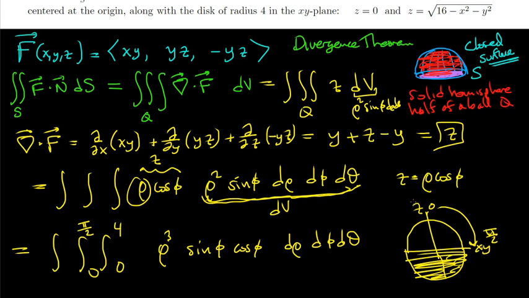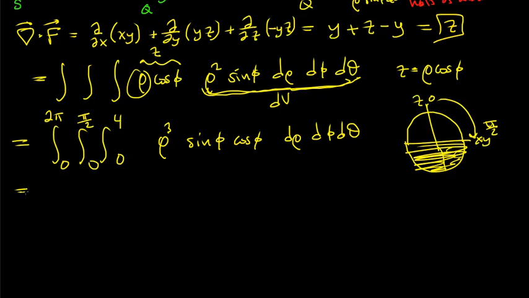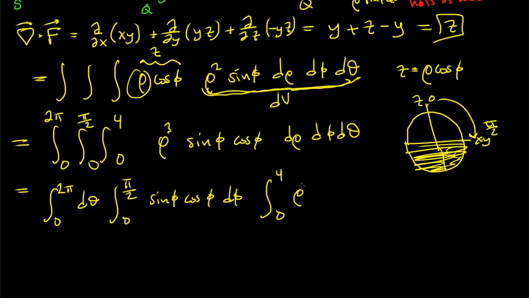All right, and theta goes all the way around, right? You can see that from the picture up here. If this is the x-axis, we're going all the way around the z-axis, so theta goes from 0 to 2 pi. And I think you can take it from here. In fact, these are all separable. You can write it as a product: 0 to 2 pi d theta, 0 to pi over 2 sine phi cosine phi d phi, and then 0 to 4 for rho cubed.